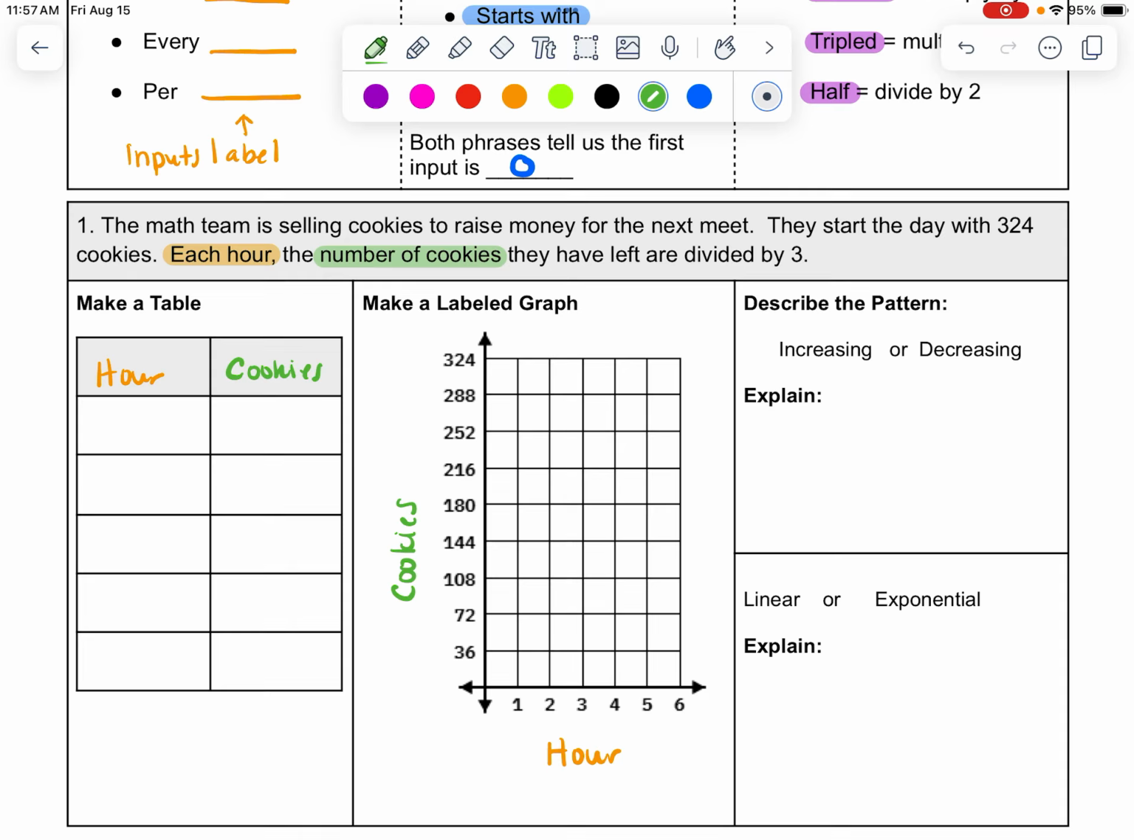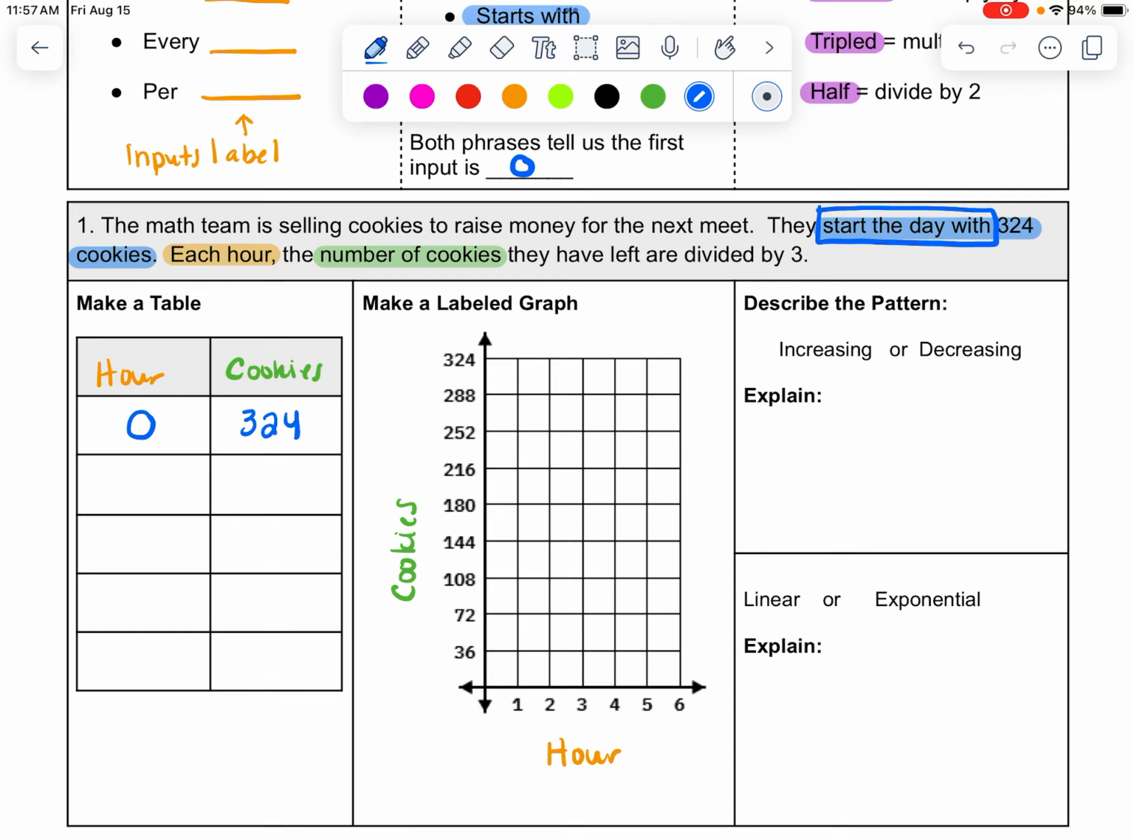Next, we need to figure out the first numbers in our tables. So it says here they start the day with 324 cookies. Again, that's one of those keywords we talked about, start the day with. That means before any time has gone by, before any hours, we already had 324, which means my first starting number will be 0, and the number of cookies would be 324.